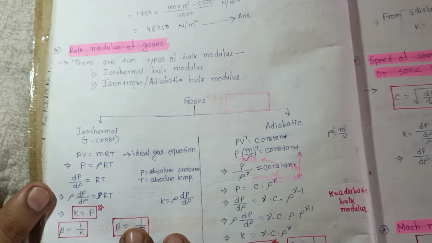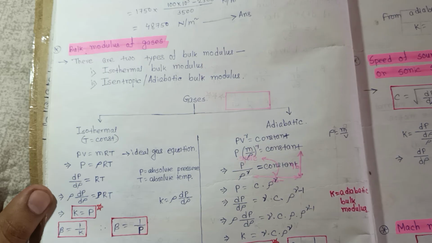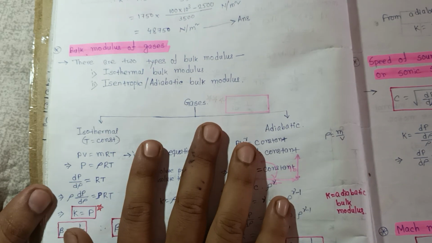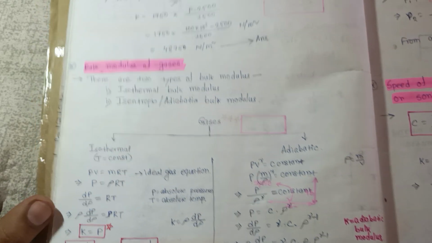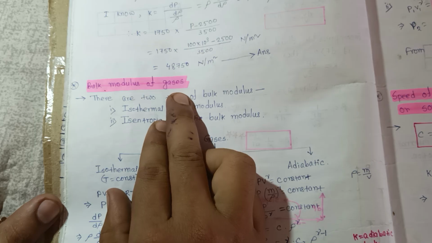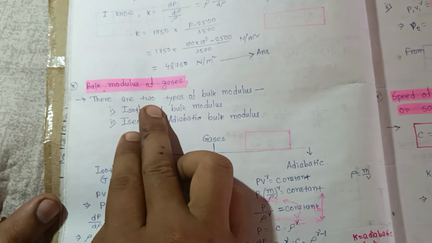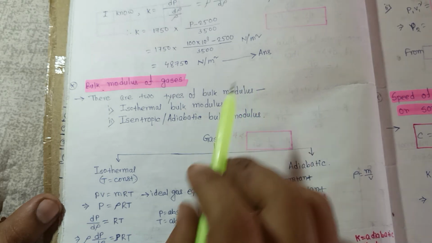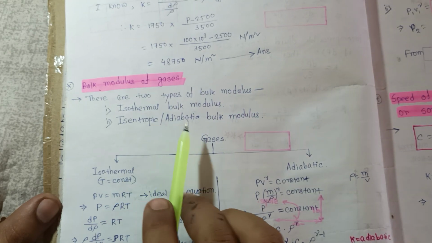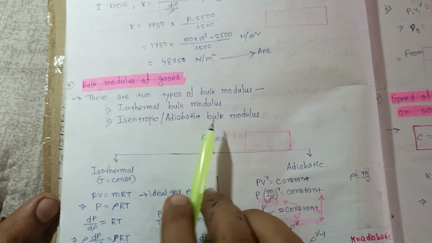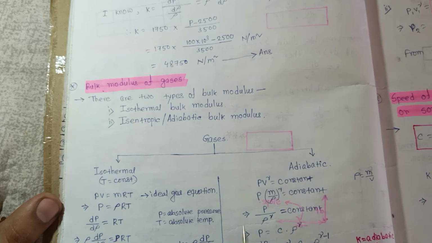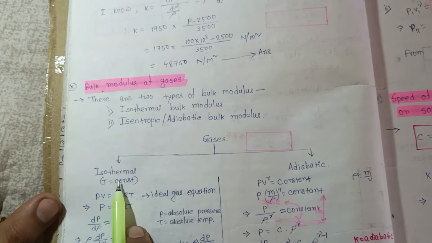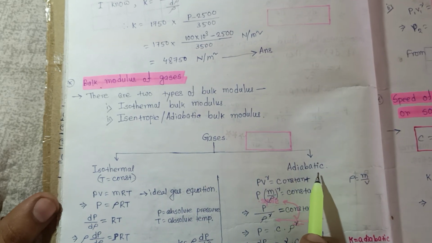Hello friends, in the last lecture we discussed the fluid properties. Now we will discuss the bulk modulus of gases. There are two types of bulk modulus: one is the isothermal bulk modulus and the other is the isentropic, or adiabatic, bulk modulus. So for gases there are isothermal cases and adiabatic cases.